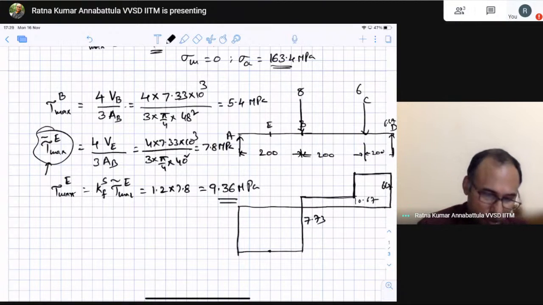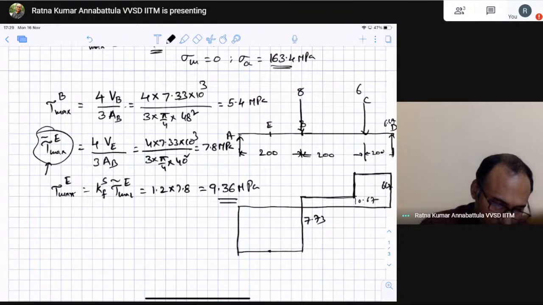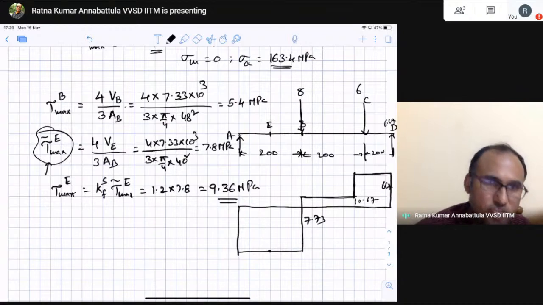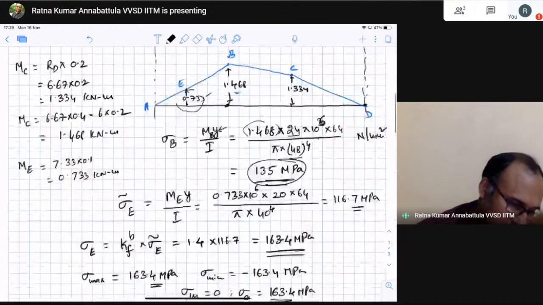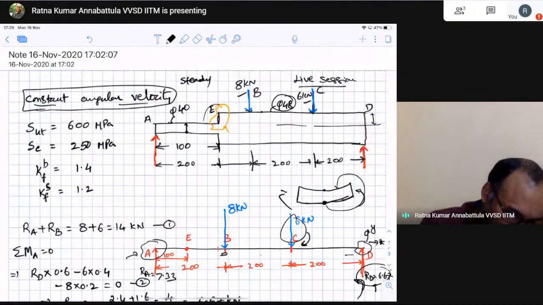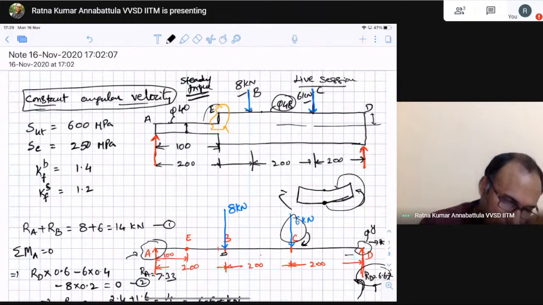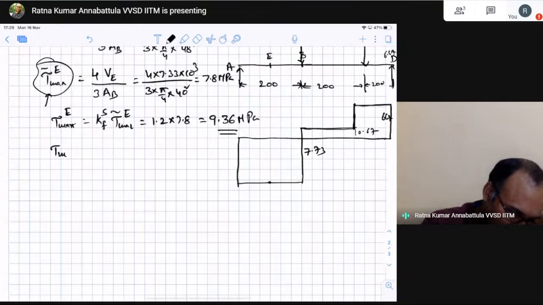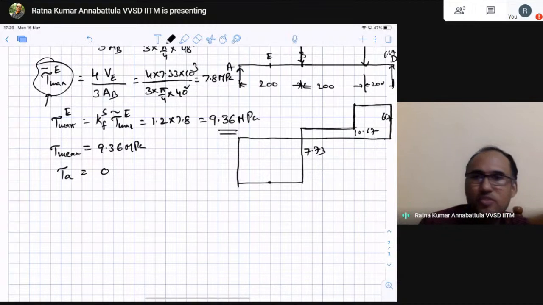So now you have here a rotating shaft, but with steady torque. If you see, the question says that it has steady torque. That means the torque is not oscillating. If you read the question carefully, it says steady torque. That means whatever tau you have is tau mean. The maximum tau mean is 9.36 MPa, and the alternating component of shear stress is 0. That means you have a constant shear stress.